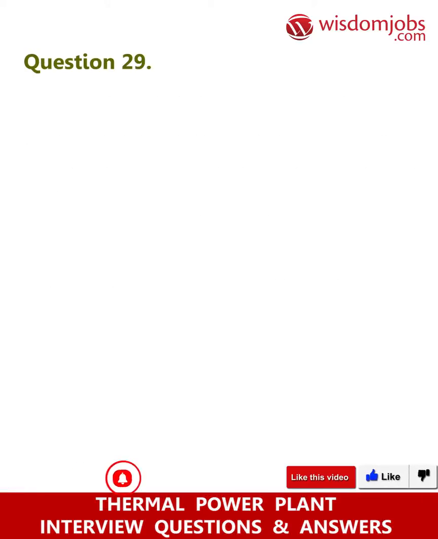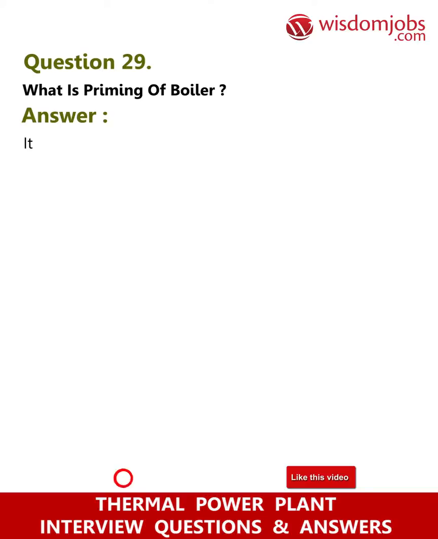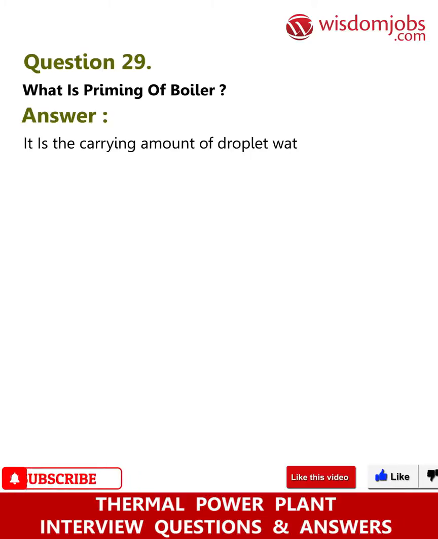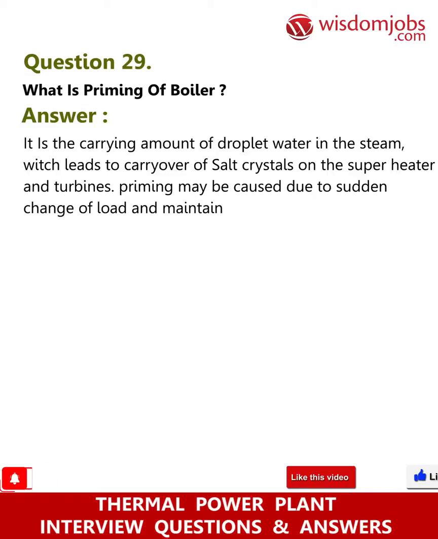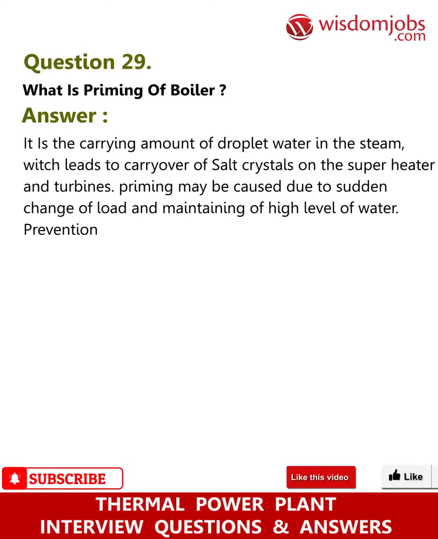Question 29. What is priming of a boiler? Answer. It is the carrying of droplets of water in the steam, which leads to carryover of salt crystals onto the superheater and turbines. Priming may be caused due to sudden change of load and maintaining a high level of water. Prevention of priming and foaming.